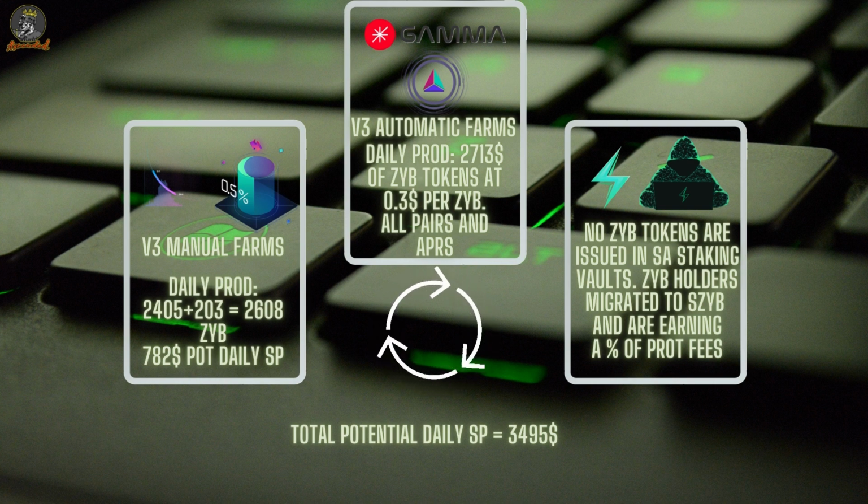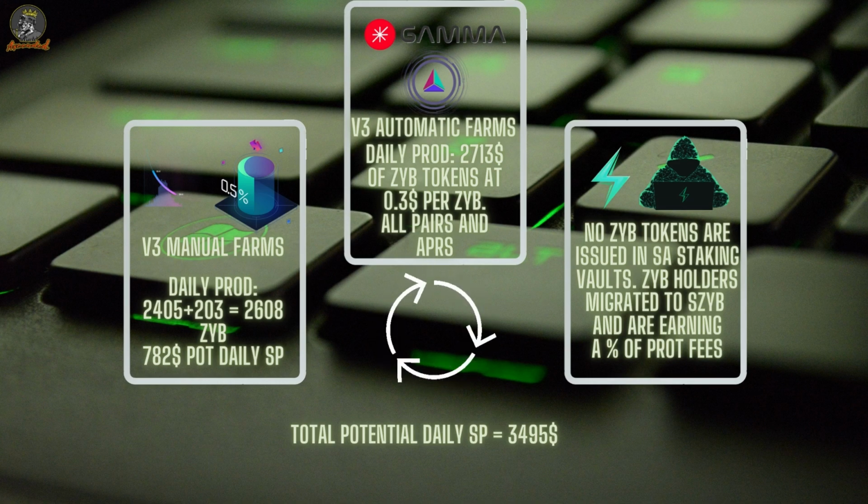Now jumping into the Gamma automated farms. Here you also provide one type of liquidity. You have several, by the way. You have ARB ETH, ZYB ETH, USDT ETH, ETH USDC, wrapped Bitcoin USDC, and you also have USDT USDC.